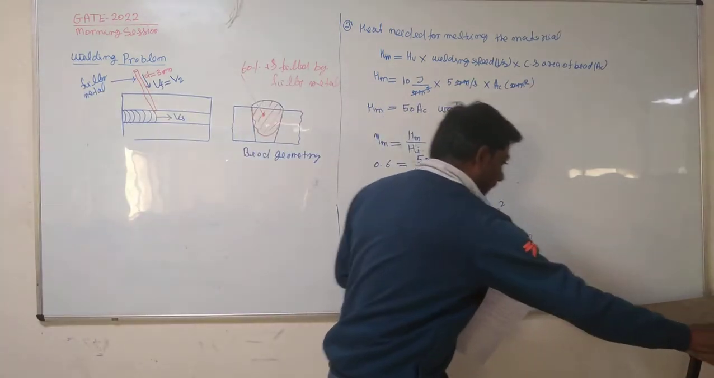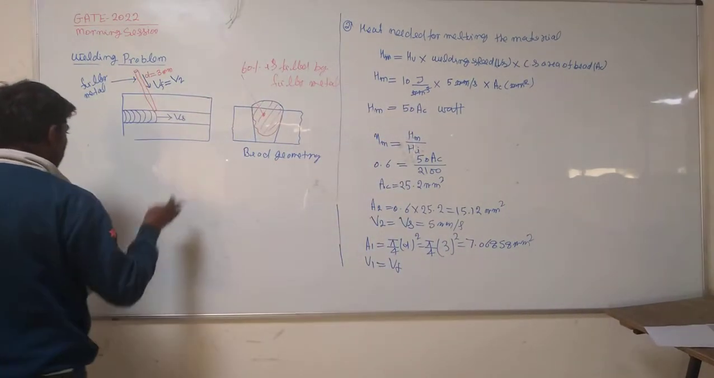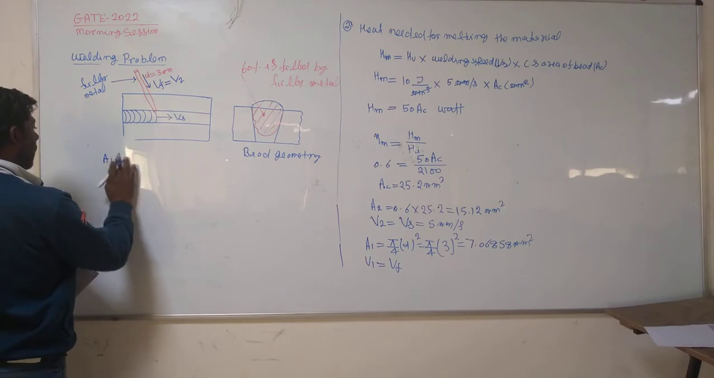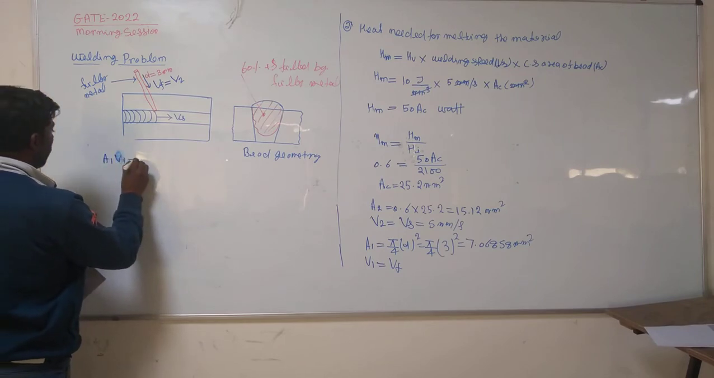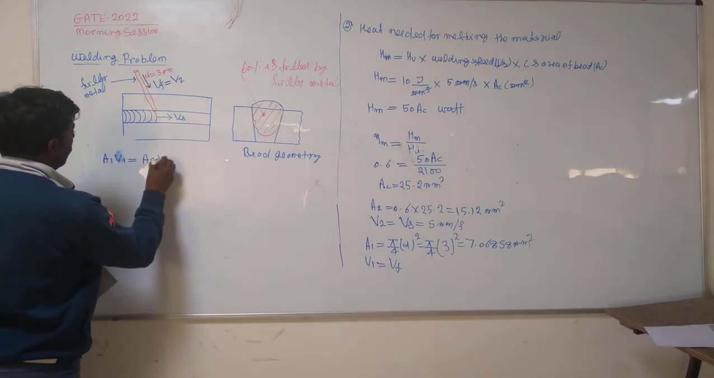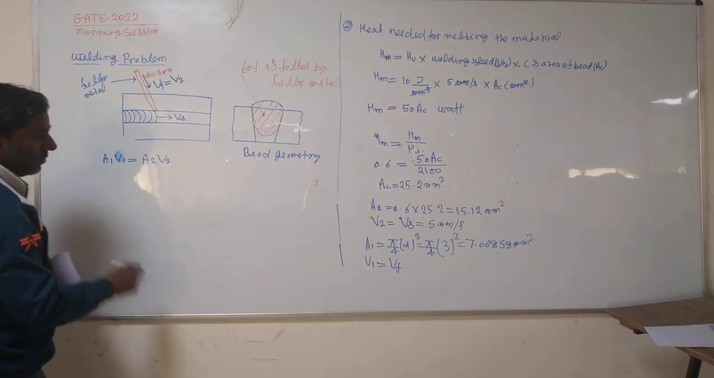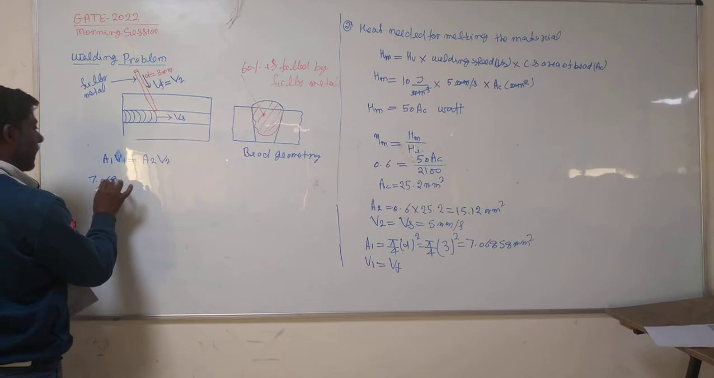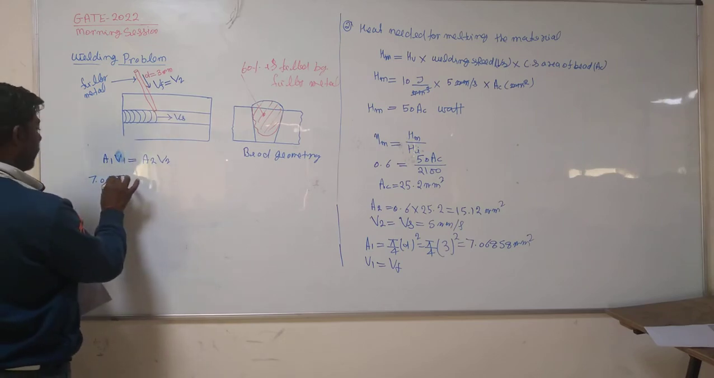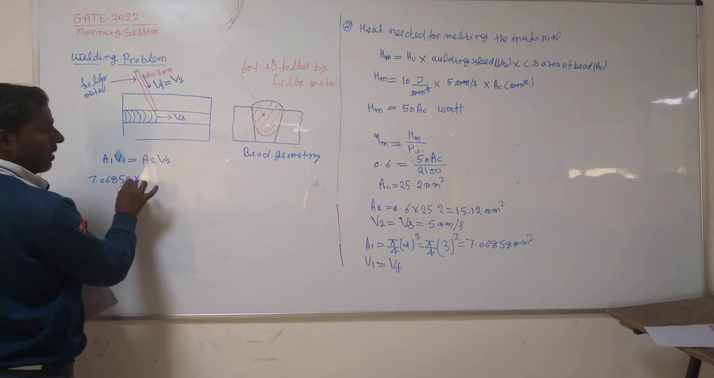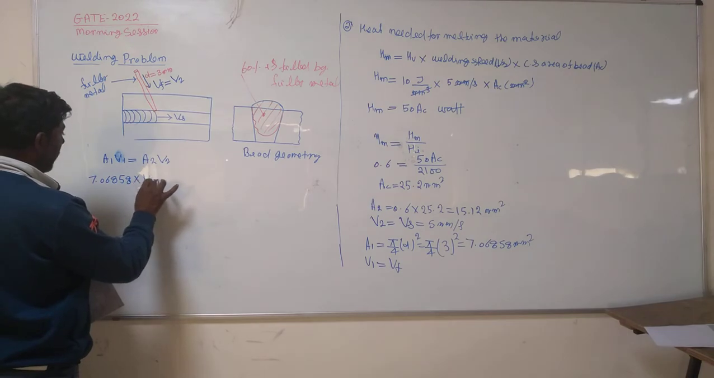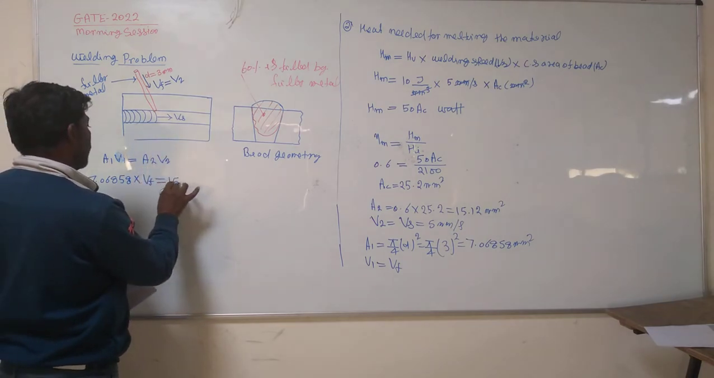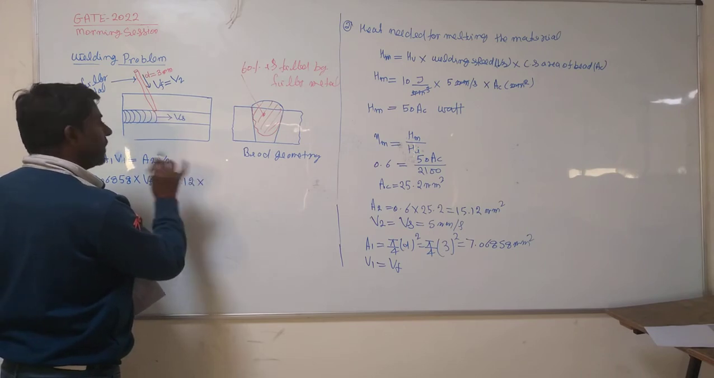Let us apply the continuity equation and find out the final answer. So from the continuity A1 V1 is equal to A2 V2. Let us put all the values. So A1 is 7.0685 into V1. So V1 is V of feed rate. A2 कितना आया आपका? This is 15.12 into V2.